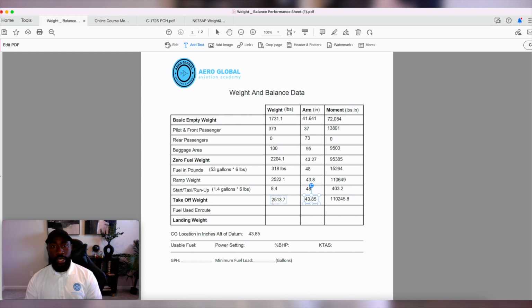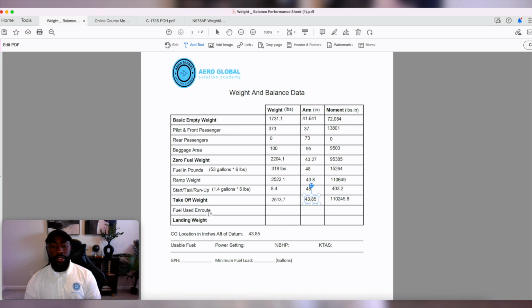So that's how you prove your aircraft is safe to fly, right? The next thing, just to finish up, is to finish putting in the numbers here after you've proven you're safe to fly, because you also want to determine where your CG is going to be. You also want to be able to tell if your CG moves forward or aft after you land. So we'll move on here and calculate the fuel used en route.